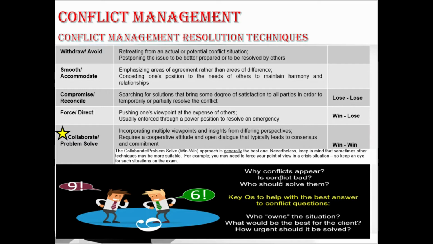Next, collaborative or problem solving. Incorporating the multiple viewpoints and insights from different perspectives. That is, it requires a cooperative attitude and opens a dialogue that typically leads to consensus and commitment. Mainly this approach can result in a win-win situation.